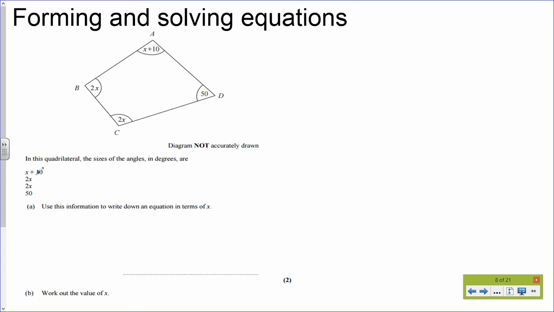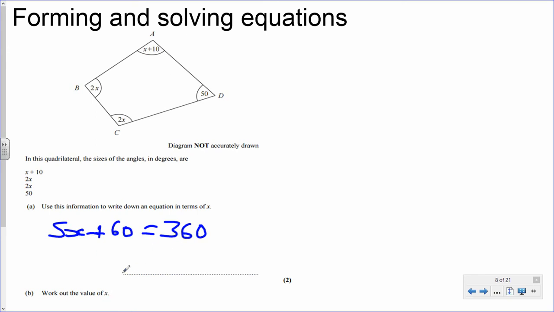So my total number of x's is 5. x plus another 2x plus another 2x, that is 5x. And if I add the numbers together here, that's 60. And I know that that equals 360 for the total number of degrees in a quadrilateral. So there I've got an equation now in terms of x.